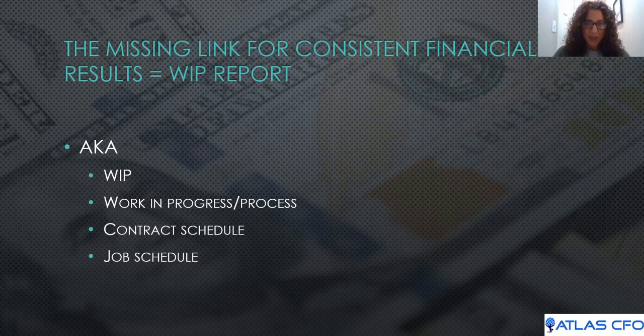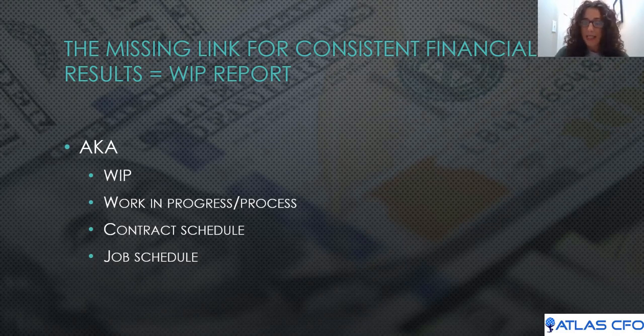This WIP schedule is the tool that you use for construction contractors to get from whatever is currently happening in your financial statements to percentage of completion. Now, the WIP schedule goes by many names. It can be called the job schedule, a contract report, a work in progress, work in process. It could just be called the job schedule or contract list. Whatever it is, it all does the same thing.